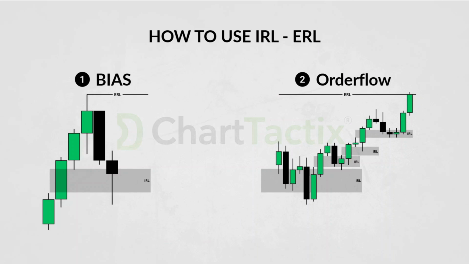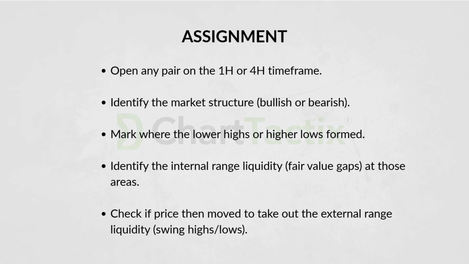So before I end this video, I want to give you guys a quick assignment. Go to any pair of your choice and open either the 1 hour or the 4 hour time frame. Then the first thing I want you to do is identify the market structure. Determine whether we are bullish or we are bearish. So the next step is to mark out where the lower highs or the higher lows formed. Now everything depends on where the market structure was. So if the market structure was bullish, then you should identify where each individual higher low formed. But if the market was bearish, you should identify where each lower high formed.